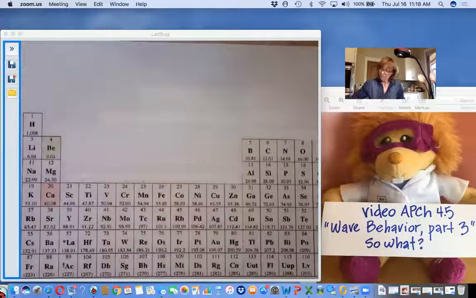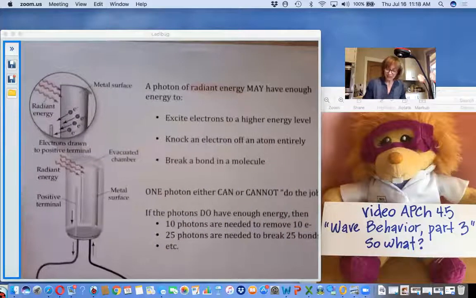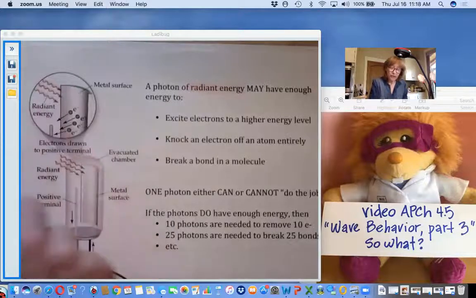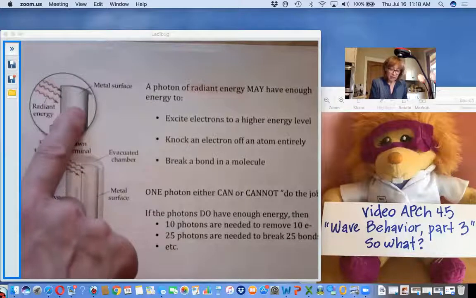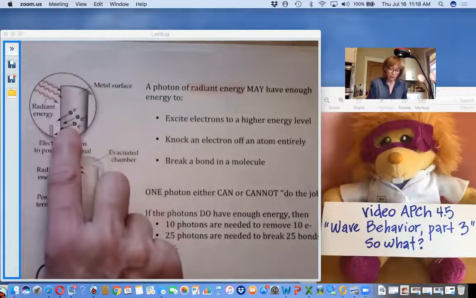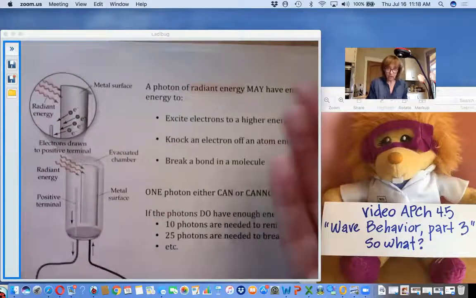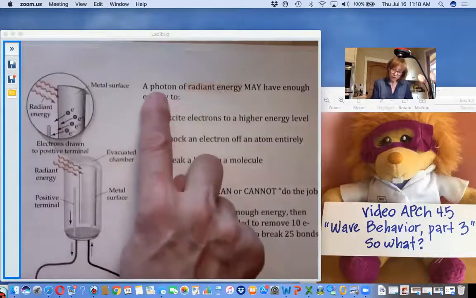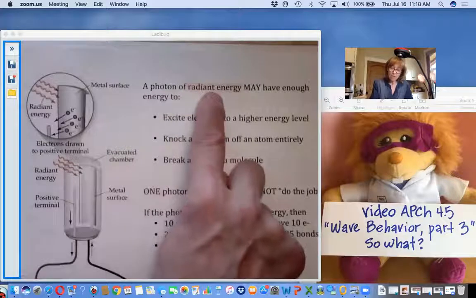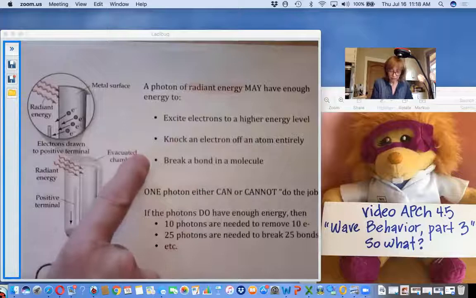You remember the photoelectric effect that Einstein got his Nobel Prize for discovering. So this is where we recognize that radiant energy can strike a piece of metal and can possibly dislodge electrons from those metal atoms to generate a stream of electrons, which is electricity. So we're saying that photons of this radiant energy may have enough energy to do one of several things.